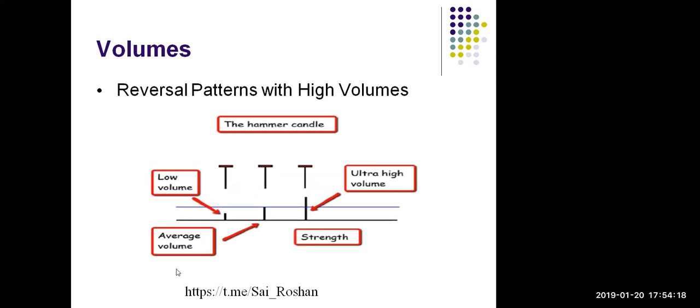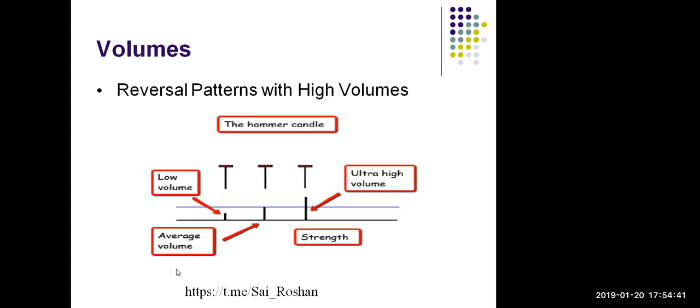This is very, very important for all these patterns. First thing is you are sure short. If you want to be doubly sure, of course, these reversal patterns should come with very high volumes. If you find them, it is sure short, there's no problem.